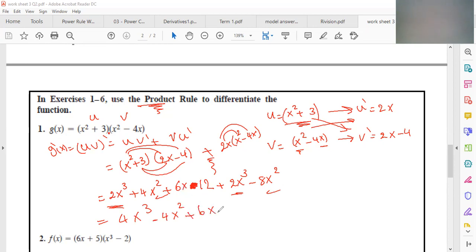Plus 6x minus 12. I hope you understand. Like term: this one with this one. I just checked my answer. Okay, that is the derivative of this function. I think it's so easy. Some of you in the online session were perfect.